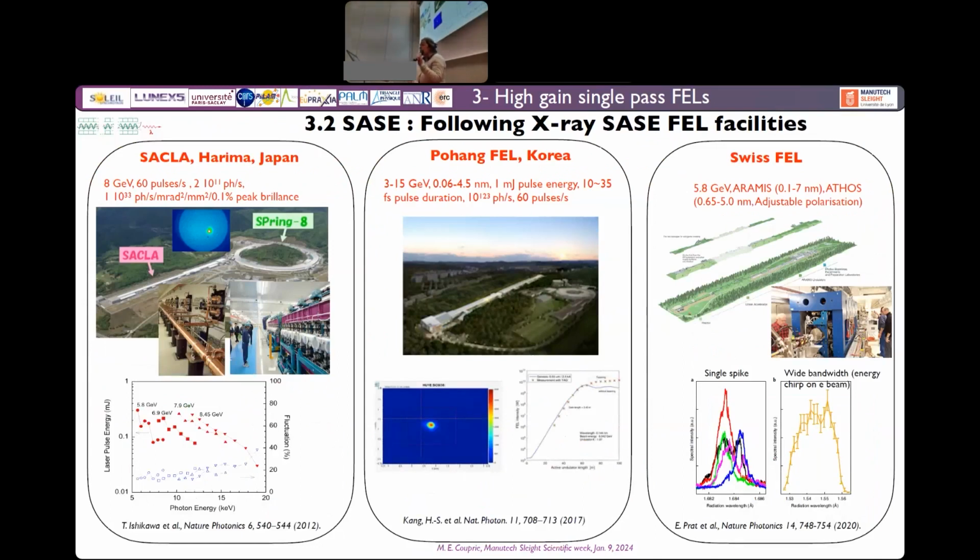Following LCLS, the first X-ray FEL, we had Japan coming up with SACLA, which is a bit specific because they have a different type of gun. You see that they have a synchrotron radiation storage ring and the SACLA FEL with a linear accelerator. Now they are even injecting the ring with this linear accelerator, because it only takes a very short time to inject the ring. Then it was followed by Pohang in Korea, then SwissFEL.